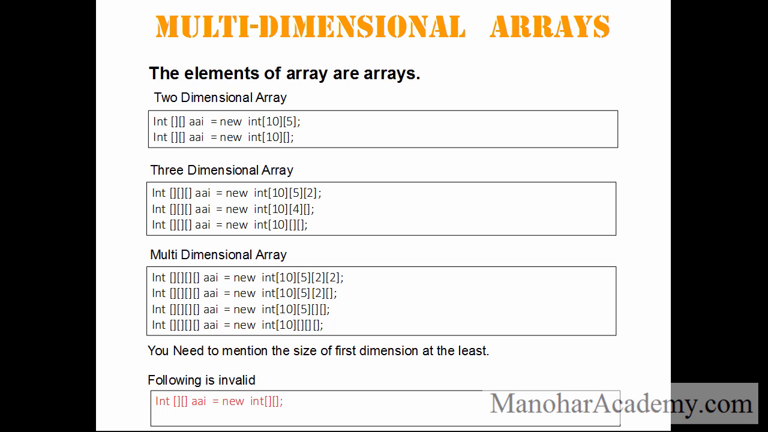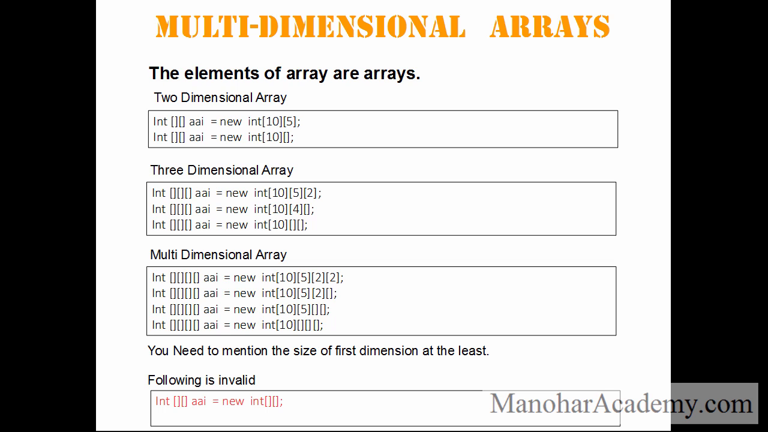Also on the right side, we can give the size for each dimension, like first dimension, second dimension, third dimension, or fourth dimension, or whatever number of dimensions are there. We can give the dimension values for all those dimensions, or we can skip the size of those dimensions from the second dimension onwards. But you should give the size of the first dimension.